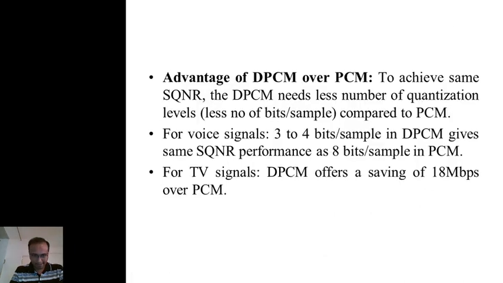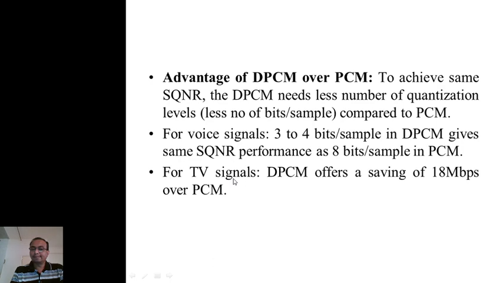Now what are the advantages? As I mentioned, to achieve the same SQNR, the DPCM needs a smaller number of quantization levels. That means fewer bits per sample compared to PCM. Say for voice signal, 3 to 4 bits per sample in DPCM give the same SQNR performance as 8 bits per sample in PCM. So here the bandwidth required is almost half compared to PCM.